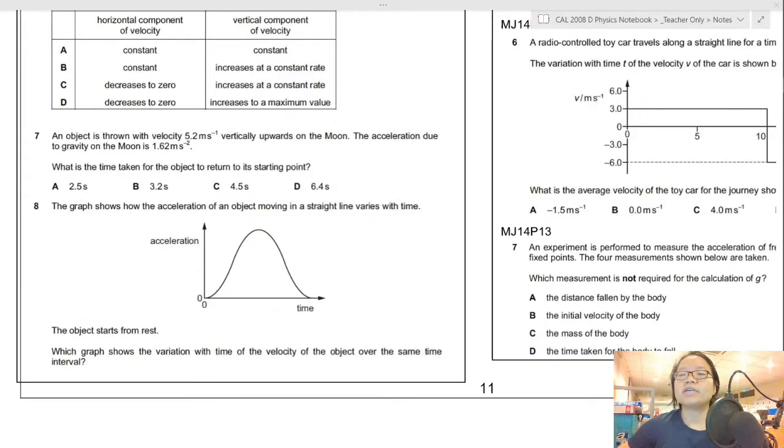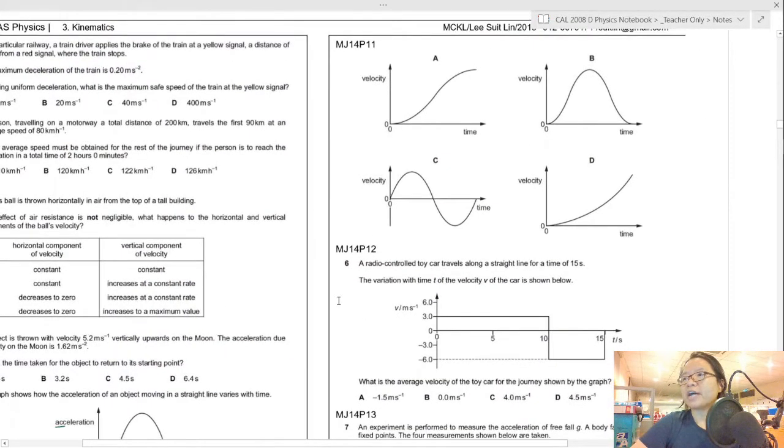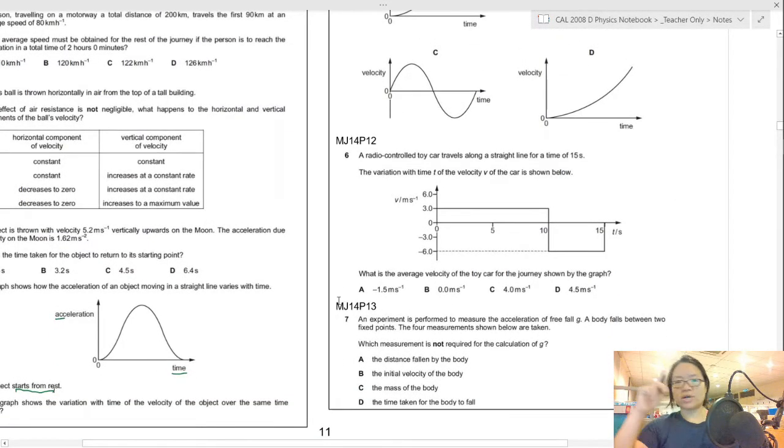Okay, this is another interesting question from page 11. Interesting because it's acceleration against time, which we rarely see. So the object starts from rest. Which graph shows the variation with time of the velocity of the object over the same interval? Well, they all start from rest. So you notice that your acceleration is always positive.